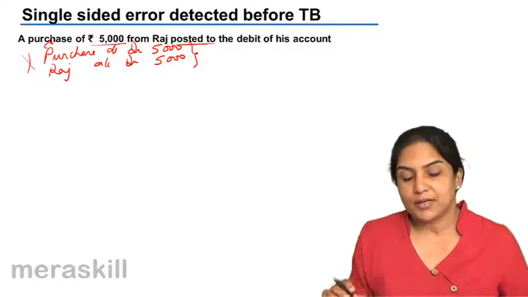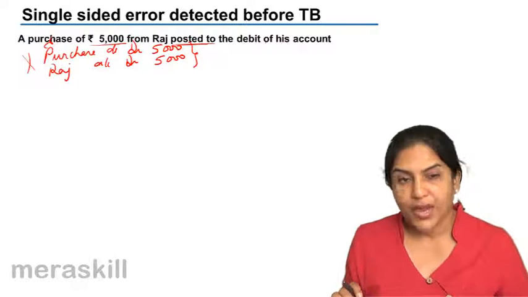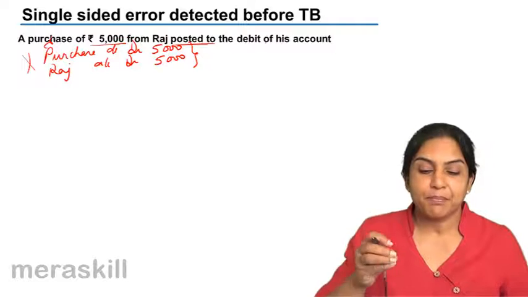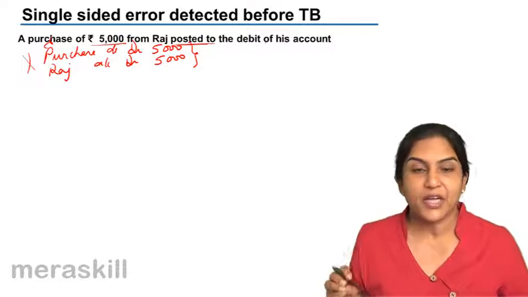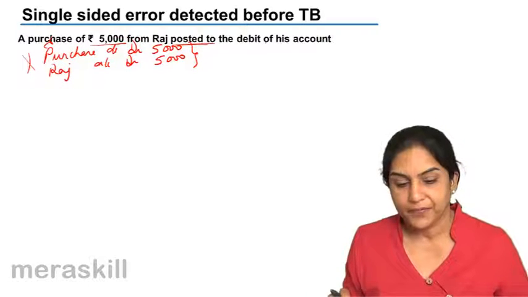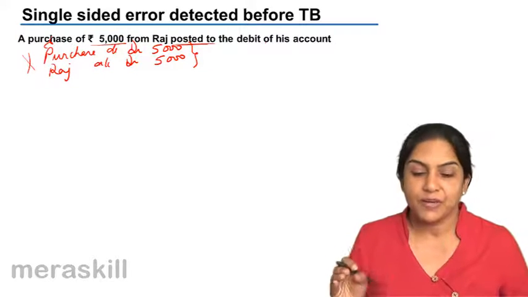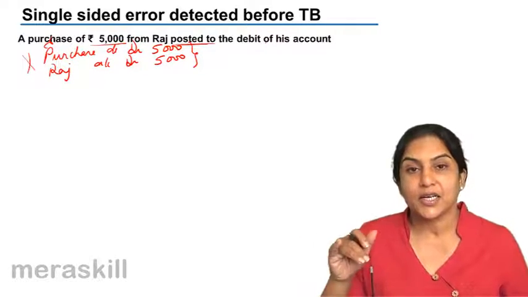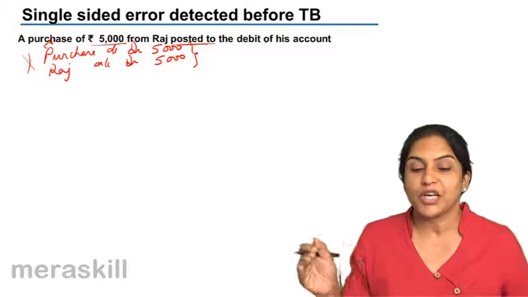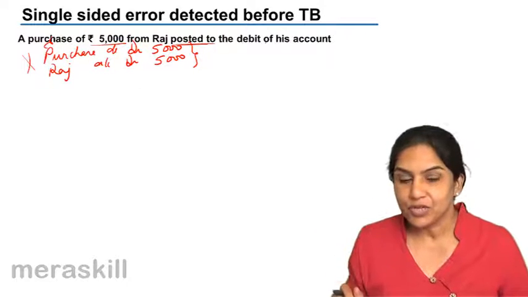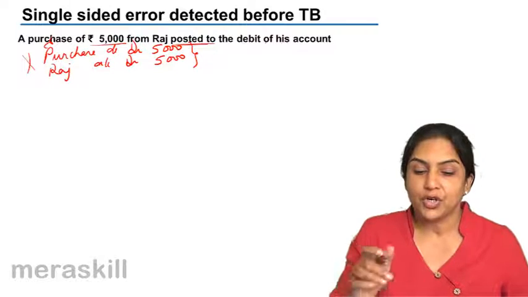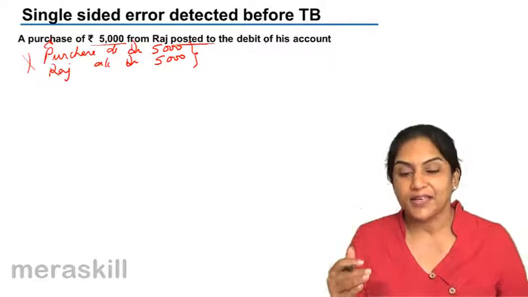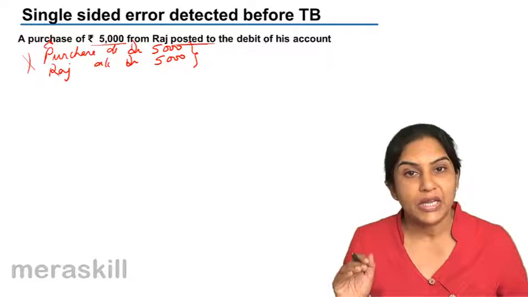Now one way of correcting this, for many of us it may be simple to comprehend, the rectification is simply that we need to credit Raj's account. We need to credit Raj's account by not just 5,000, we need to credit it by 10,000. 5,000 in order to remove this wrong debit and another 5,000 because his account needs to be credited.